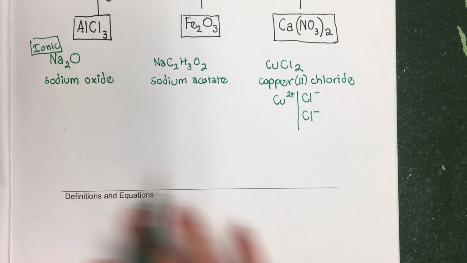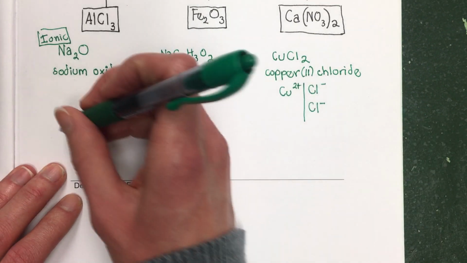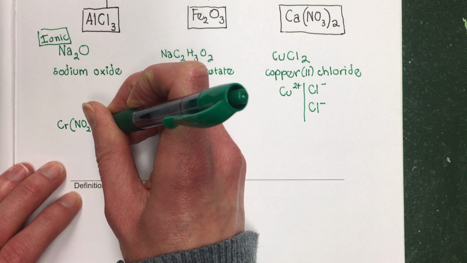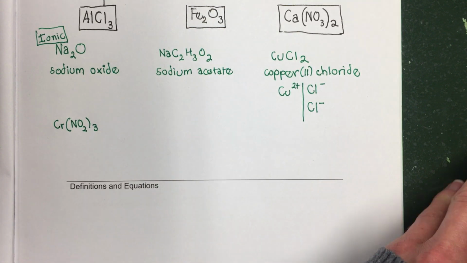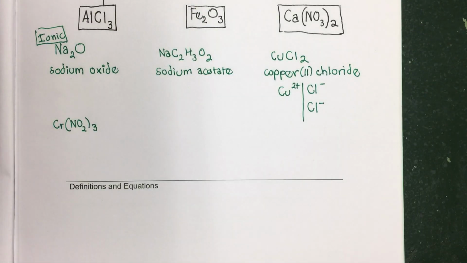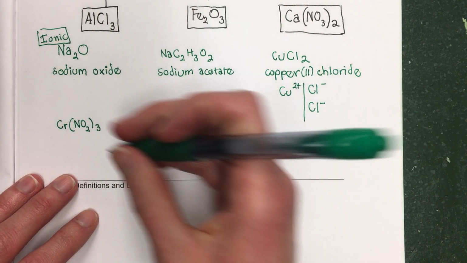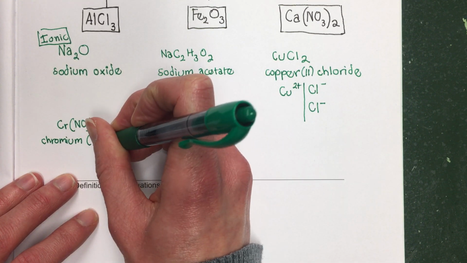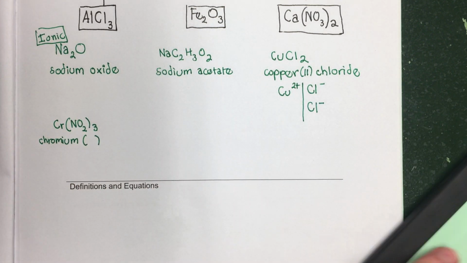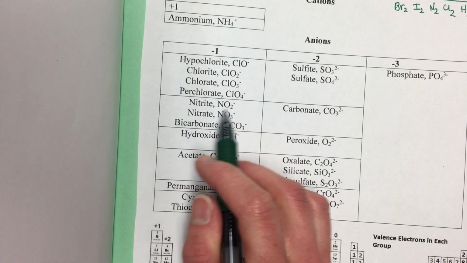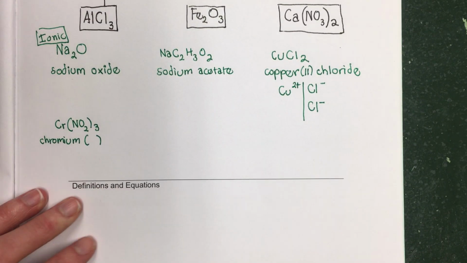Okay, let's do a couple more ionic compounds. Let's do Cr(NO2)3. So, Cr, we have to figure out if it's a transition metal or not, and it is a transition metal. I wanted to give you more practice with the transition metals. So, it's chromium, and we're going to leave some space to put some Roman numerals in there. And then NO2 is the anion. It's made of more than one element, so I need to look it up. NO2 is nitrite, and it's a 1-.